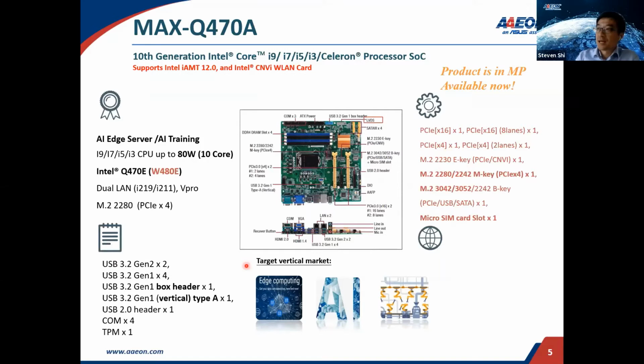So for this product, we also offer sufficient USB interfaces externally and internally. Internally, we have the USB 3.2 header, and also one vertical connector on the motherboard, which enables you to use a USB device like a license key internally in your edge server product.